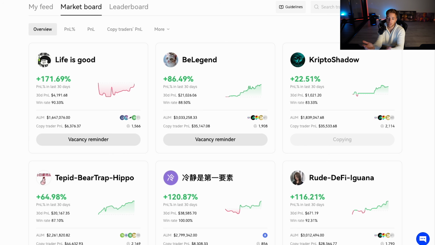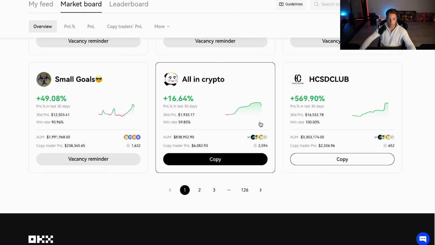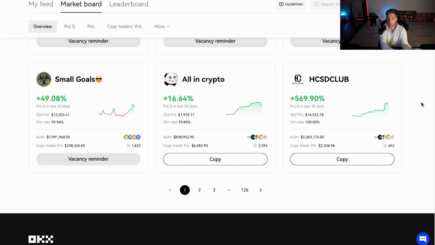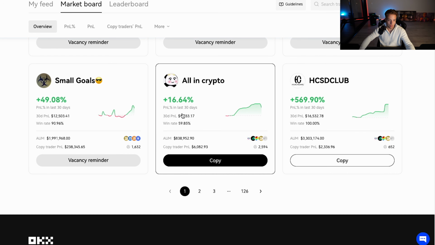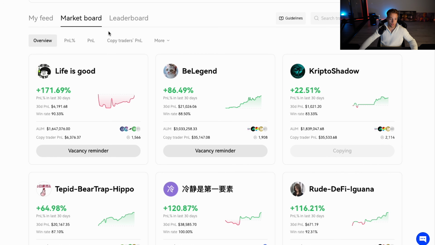And thanks to this copy trading, you can basically follow them. You can choose how much you want to put for copying their trades. They of course get a cut from the profits, okay? So it is also these traders' business to get as many people as possible to copy their trades. Now we are at the OKX copy trading dashboard, and you can see my feed, market board, and this is what's gonna be important for you.